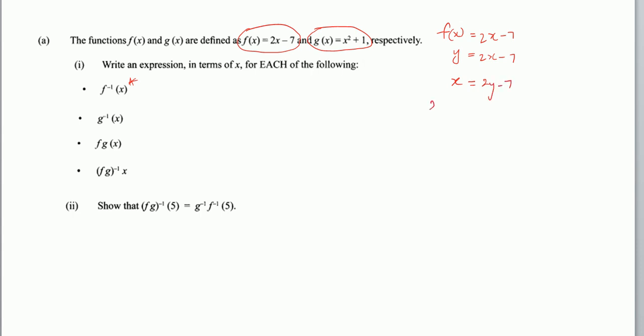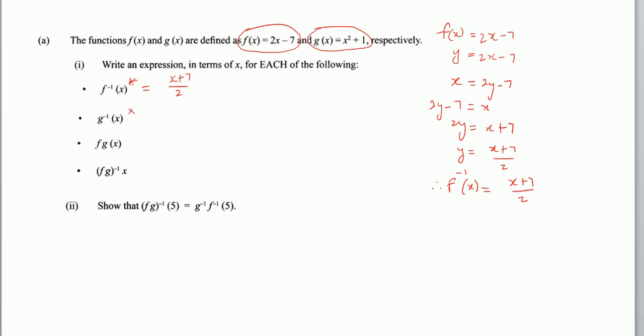So we can write this as 2y minus 7 is equal to x. Therefore 2y is equal to x plus 7. So y is equal to x plus 7 over 2. Therefore f inverse of x is equal to x plus 7 over 2. So the answer for the first part is x plus 7 over 2.